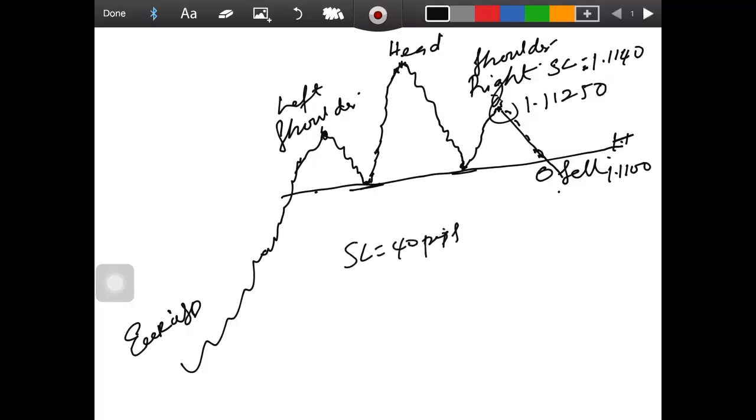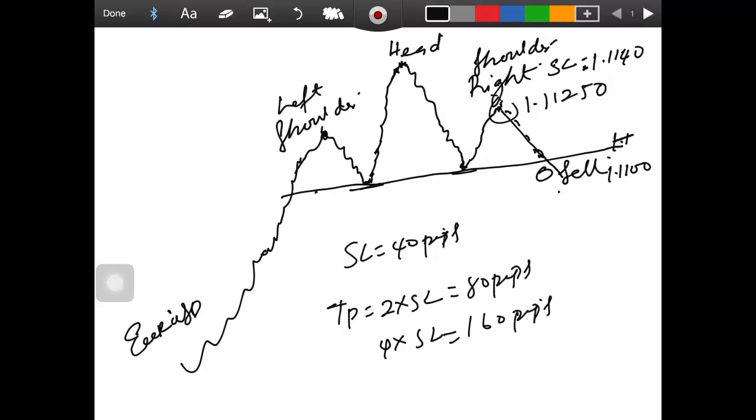Okay, a head and shoulders, when it works, it usually gives a very big move. So you can make your take profit equal to 2 times stop loss or 4 times stop loss, which is equal to 80 pips or 160 pips. It usually goes big, so we could use that.